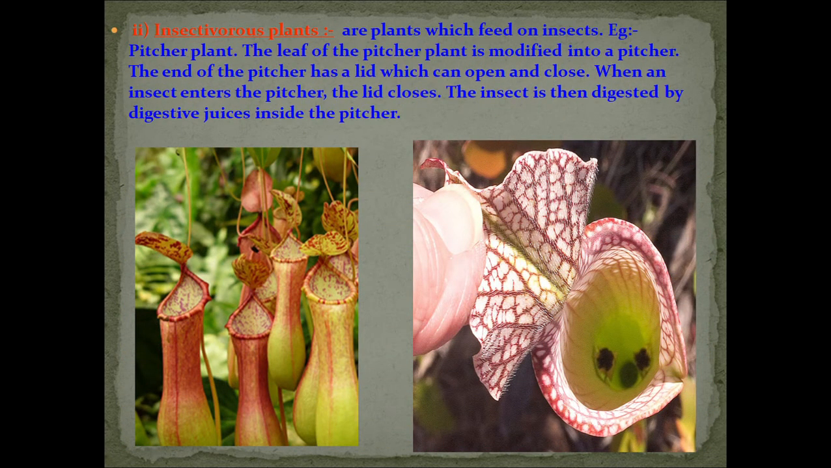Insectivorous plants. These are the plants that feed on insects. Example, pitcher plant. This is a pitcher plant. The leaf of the pitcher plant is modified into a pitcher. The end of the pitcher has a lid. You can say this is the lid which can open and close. When an insect enters the pitcher, the lid closes. The insect is then digested by the digestive juices inside the pitcher.